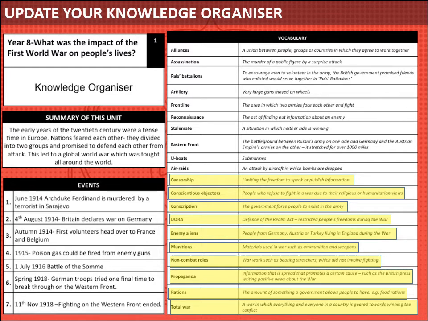Rations, the amount of something a government allows people to have, e.g., food, which was extremely important during the war in order for everyone to have enough food. And total war, a war in which everything and everyone in a country is geared towards winning the conflict.